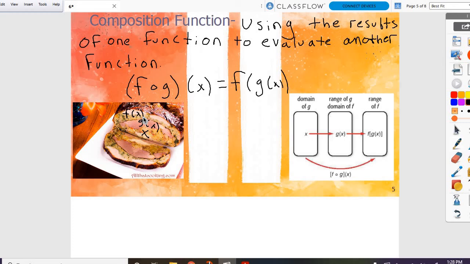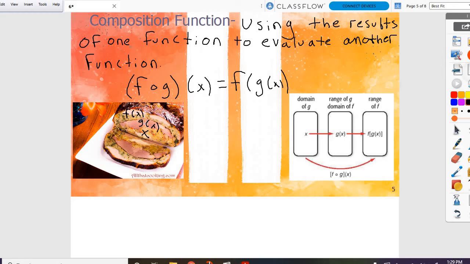Over here on the right-hand side, I have another way of looking at it. So we have all of these x values in our first circle. We're going to put those values into g, and that gives us our second circle, which are going to be our y values, or the range of g. And then those are the values that we end up plugging into f. So the range of g, or our y values of g, become the x values of our f.